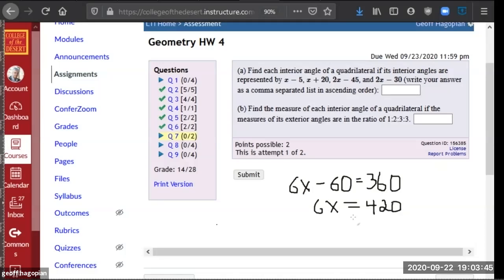And that means that x is equal to 70. And so are the angles in increasing order here? Yeah, looks like they might be. So if x is 70, then 5 less than 70 is 65. 20 more than 70 is 90. Twice 70 is 140. Take away 45, you got 95, right? So 95, so that's still increasing, that's good.